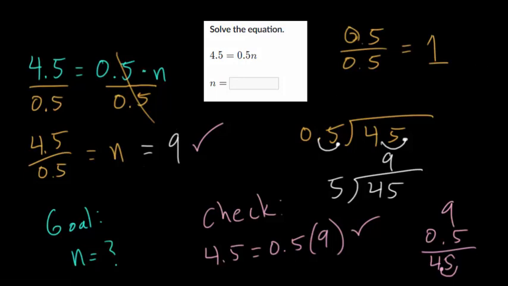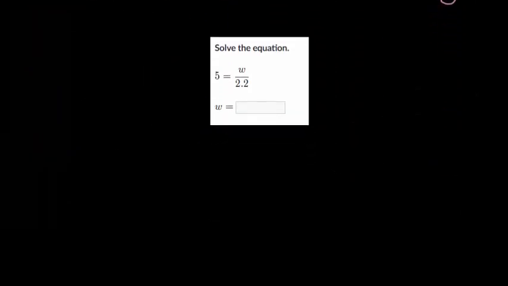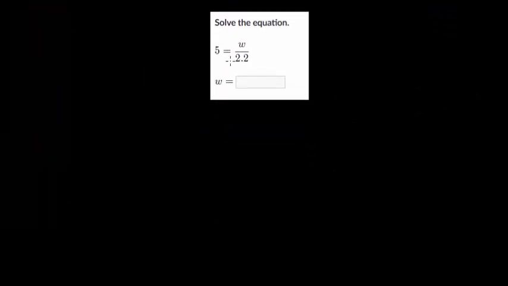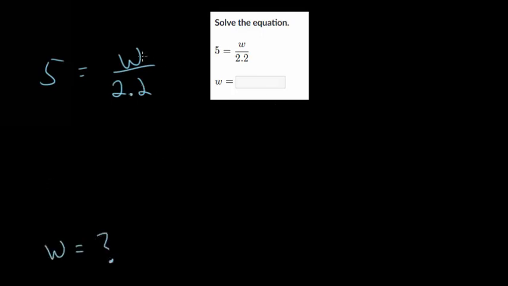Okay, let's move on to some more problems. So this one again has a decimal here. So we get that 5 is equal to w divided by 2.2. So we know our goal is to get w equals something. And right now, w is divided by 2.2. It's divided by this decimal. But remember, it's the same process as if this was a whole number.